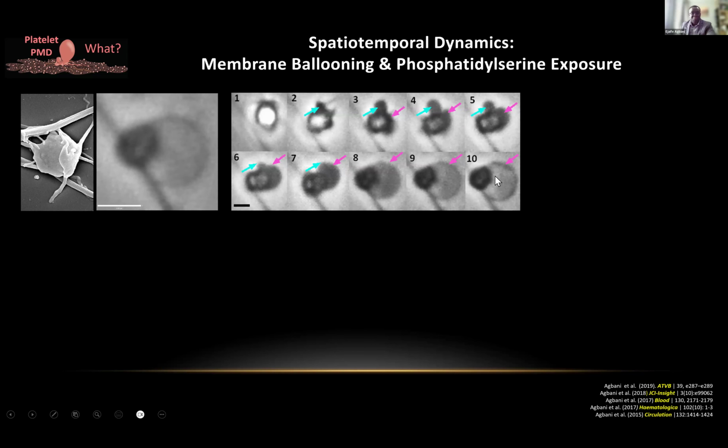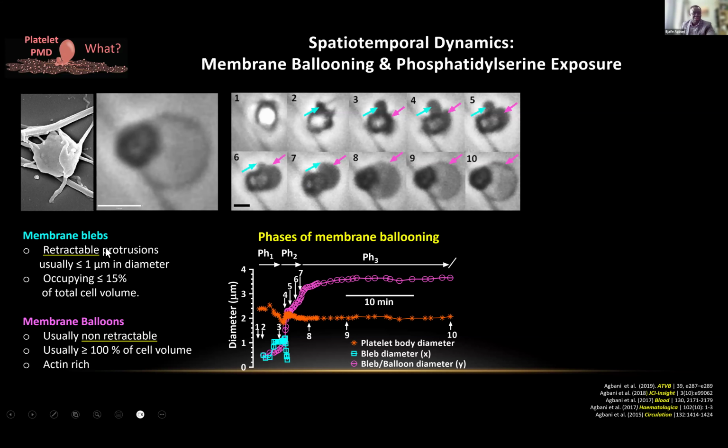Now, we went on to characterize these two forms of deformation, membrane blebbing and ballooning, and look at the different phases of ballooning. And we can talk about it in detail later on.